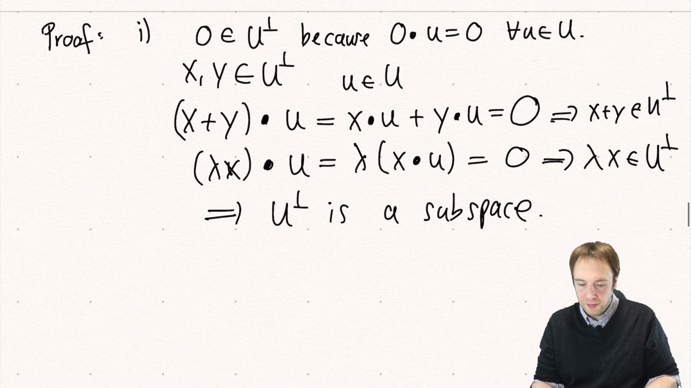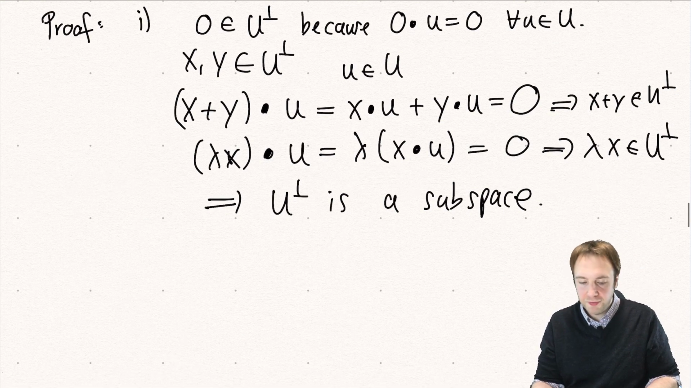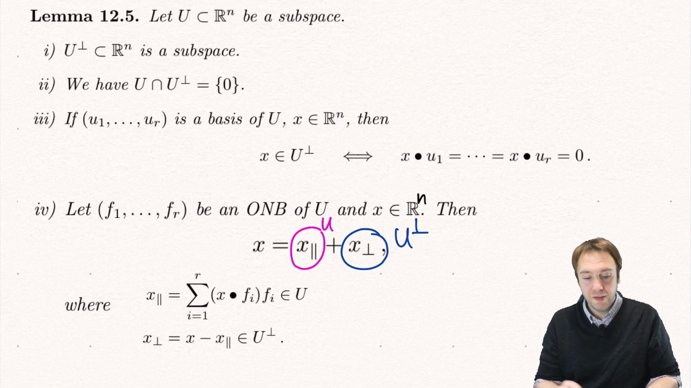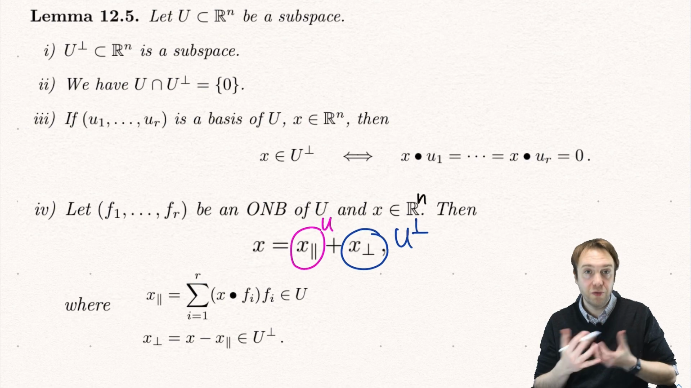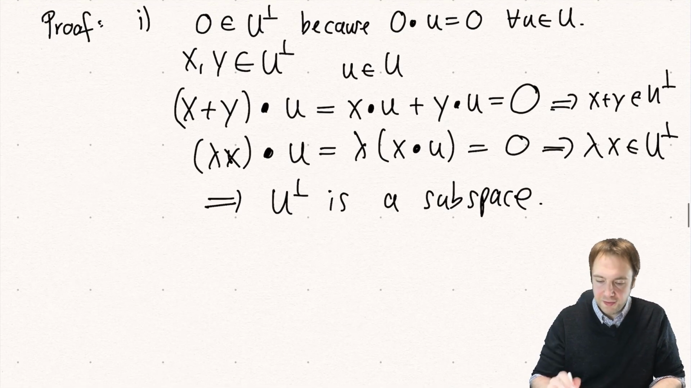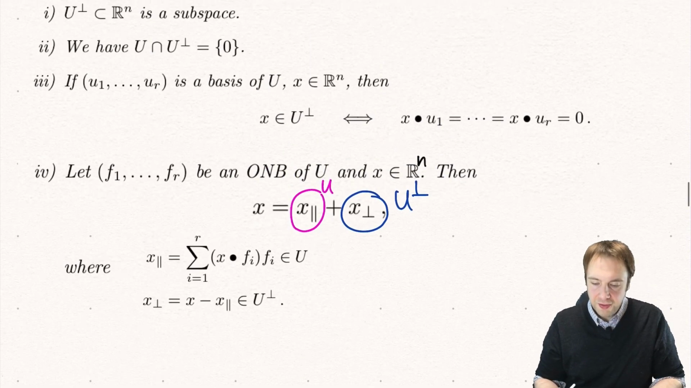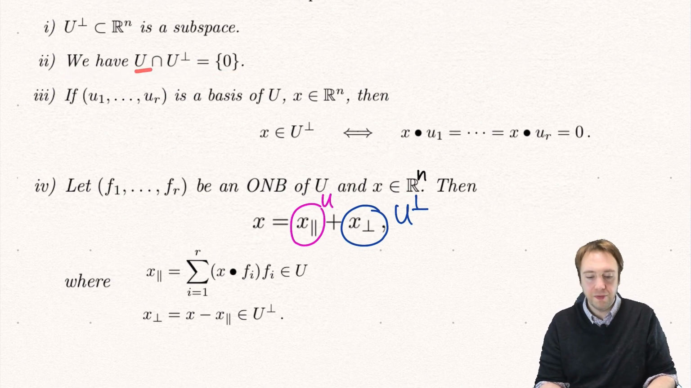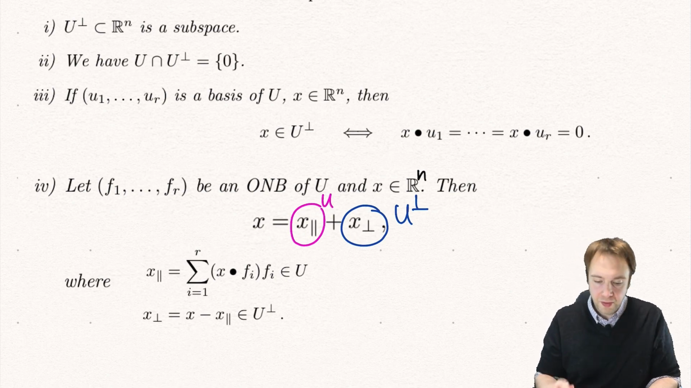And maybe as an extra exercise, you can try to think of a linear map such that this here is the kernel of this linear map, and then this would also show that this is a subspace. And number 2, so what is number 2? The statement in number 2 is that the only element which is in the subspace U and in its orthogonal complement is just the 0 vector.